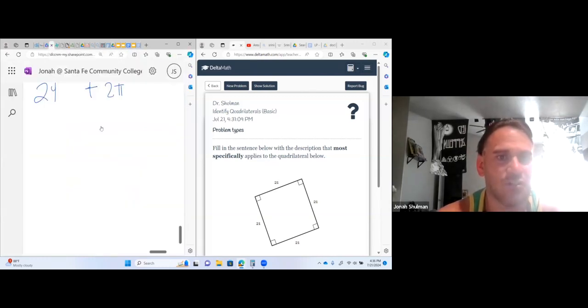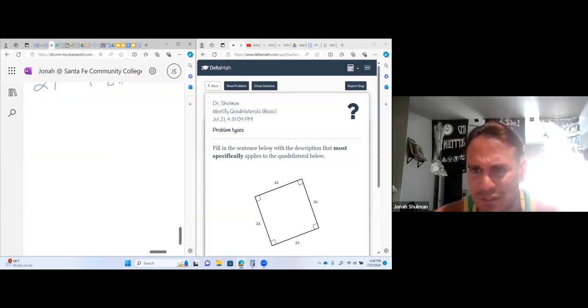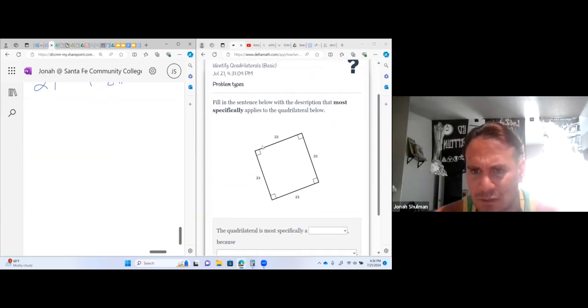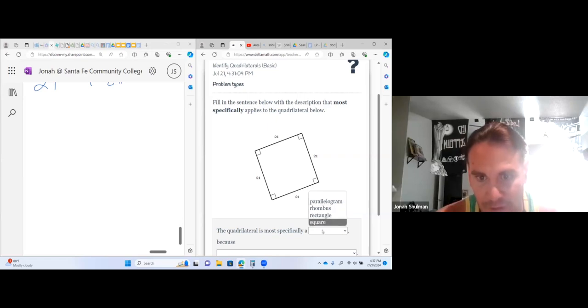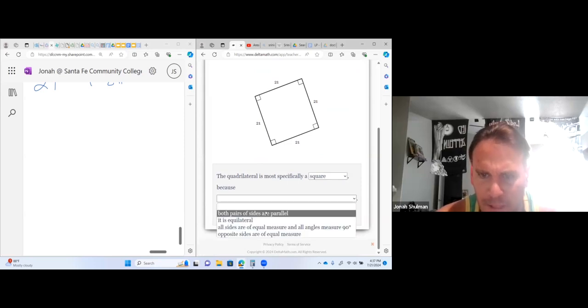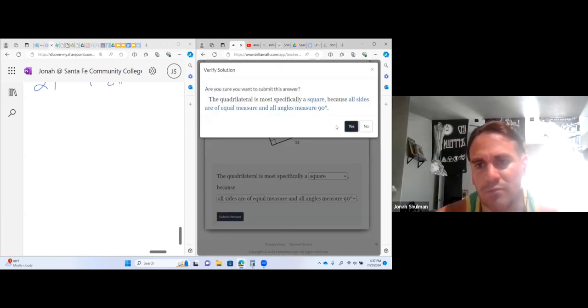I got a little lost. That's okay. Fill in the sentence with most specifically. This one is a square, but a square is also a rectangle, and it's also a parallelogram. So we got parallelogram, rectangle, square. They're all true, right? Most specifically a square, because why? Both pairs of sides are parallel, it is equilateral, all sides are equal measure, and all angles measure 90. I think that's the best decision for this one.